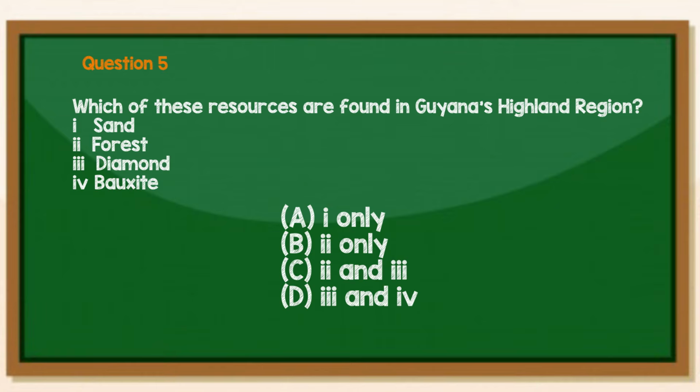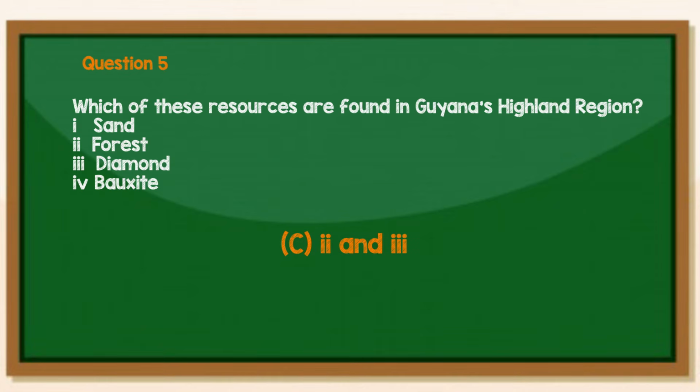Number 5. Which of these resources are found in Guyana's highland region? Roman numeral 1, sand. Roman numeral 2, forest. Roman numeral 3, diamond. And Roman numeral 4, bauxite. A has 1 only, which is sand. B, 2 only, which is forest. C, 2 and 3, which refer to forest and diamond. And D, 3 and 4, which refer to diamond and bauxite. The answer is C, forest and diamond. These are 2 of the main resources that are found in Guyana's highland region.